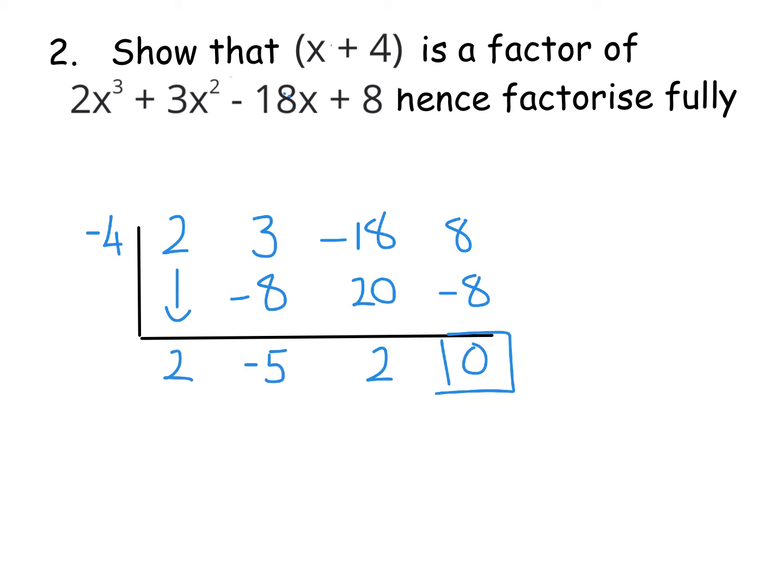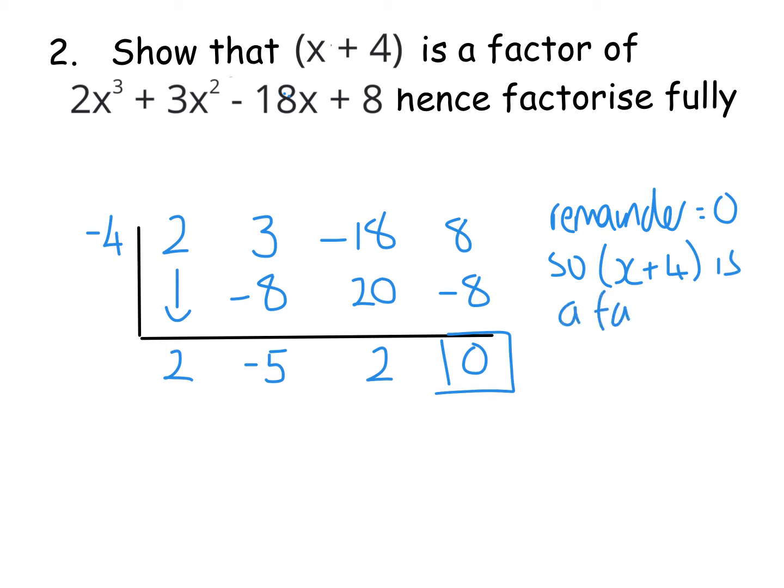So to show that, we write remainder equals 0. So x plus 4 is a factor. And then the extra wee bit I always put in is x equals minus 4 is a root.